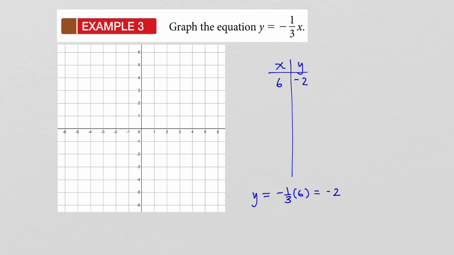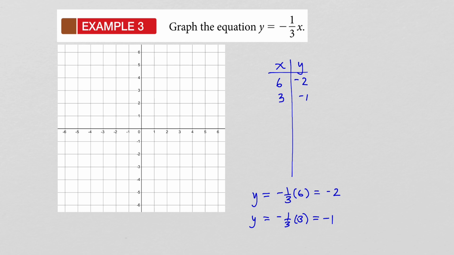Now, why did I call that a smart choice? Well, because I know that if I need to multiply a number by -1/3, it would be really nice if something will cancel here, which will give me a whole number for the result. So another number that would be kind of nice to plug in might be x equals 3. If x equals 3, y is -1/3 times 3, which is equal to -1.